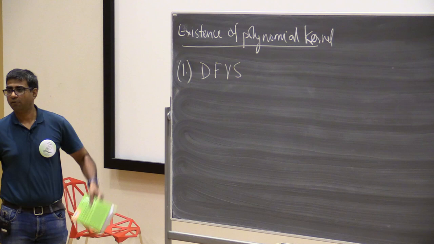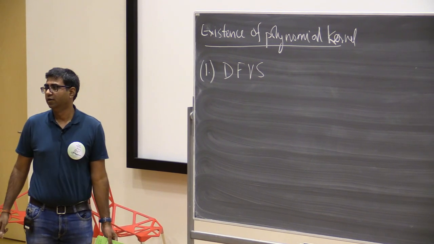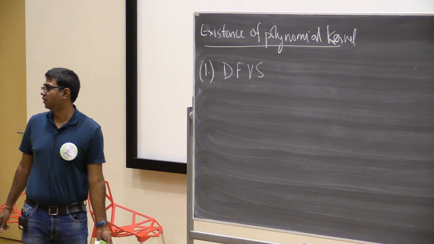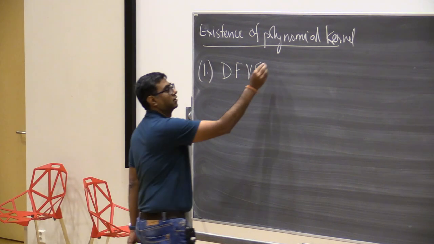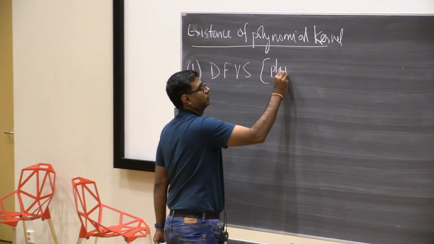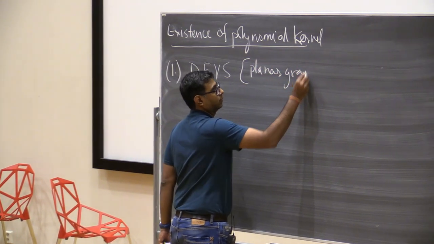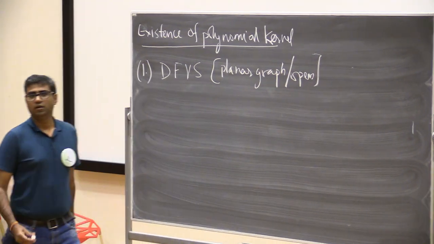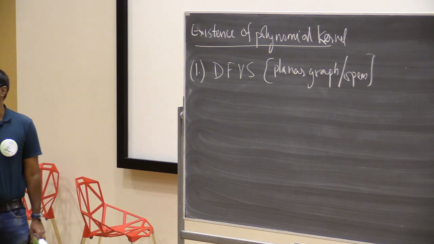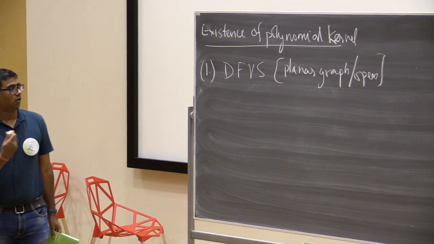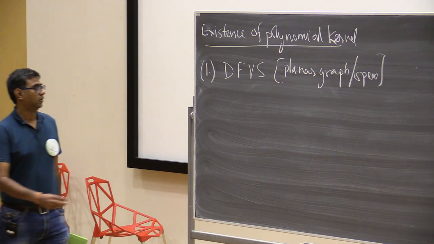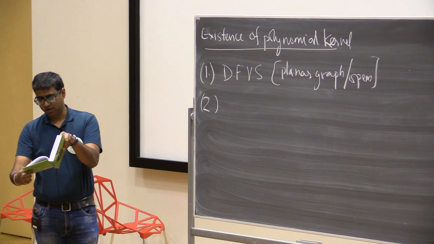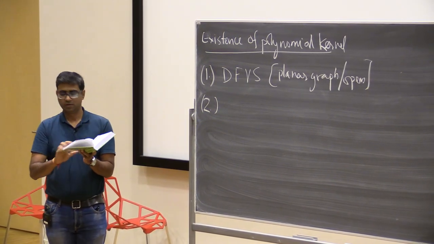So this problem is known to be FPT from 2007 onwards, but we do not know whether it admits a polynomial kernel or not, even on planar graphs. Open. Okay? So forget about even general graphs. We do not know whether it admits a polynomial kernel even on planar graphs. You can read the history about these problems a little bit at the bottom of each of the open problems.